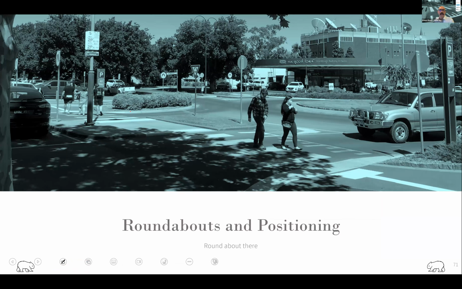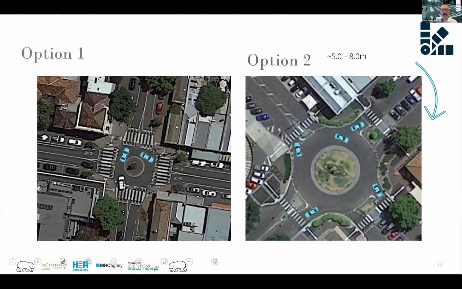Let's talk about positioning at roundabouts. I probably won't do this for long because there's only really two sort of positioning considerations in general for pedestrian crossings, raised pedestrian crossings, or really any pedestrian crossings, but I, of course, like raised pedestrian crossings at roundabouts. And the two options are to have the crossing essentially at the hold line, as you can see there in option 1, or option 2 is that 5 to 8 meter setback of the crossing.